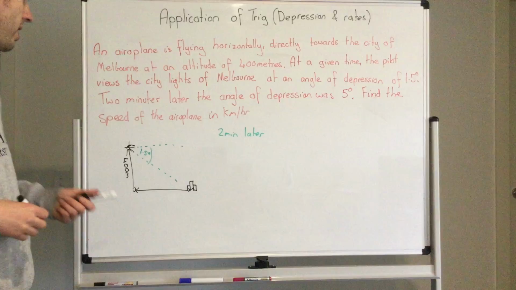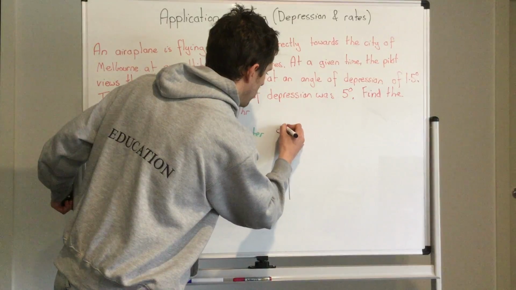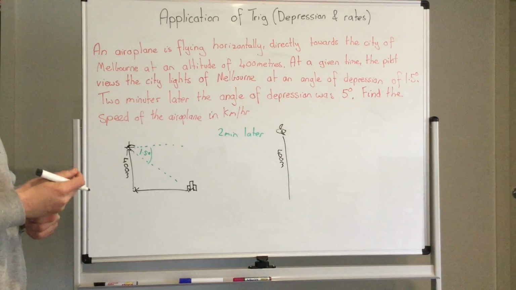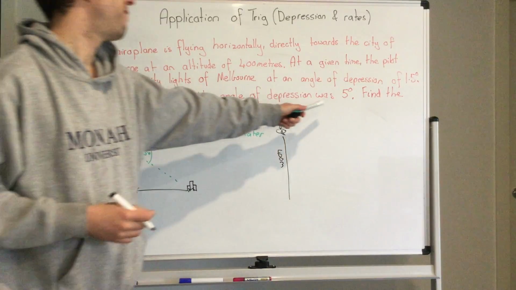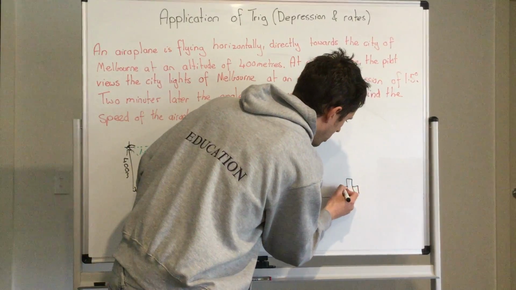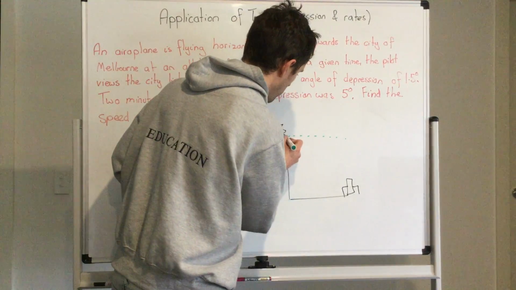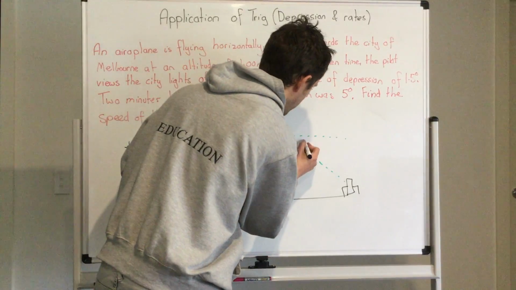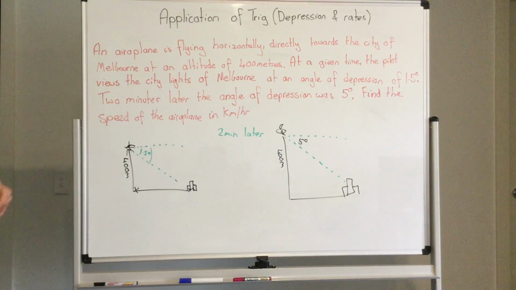The plane is still at 400 meters altitude. Let's keep reading. Two minutes later, the angle of depression was 5 degrees. So exactly the same, we've got the city here, but our angle of depression has changed to 5 degrees. Find the speed of the aeroplane in kilometers per hour.